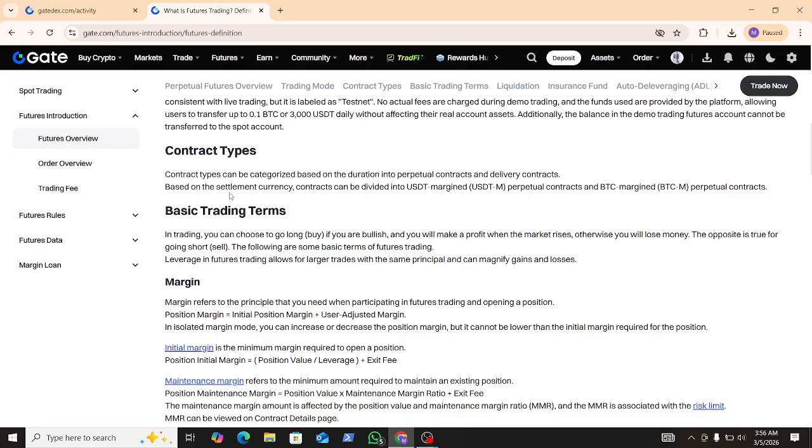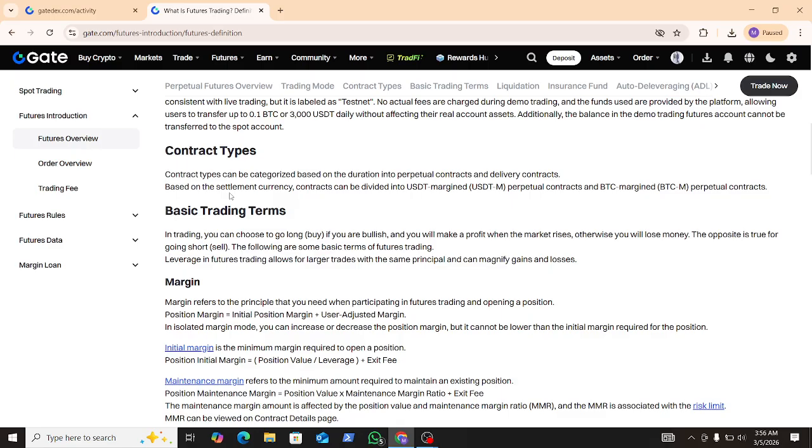Basic trading terms. In trading, you can choose to go long if you are bullish, and you will make a profit when the market rises. Otherwise, you will lose money. The opposite is true for going short, or selling. The following are some basic terms of futures trading. Leverage in futures trading allows for larger trades with the same principal and magnifies gains and losses.